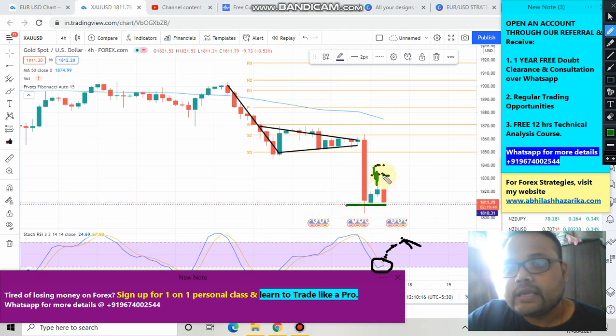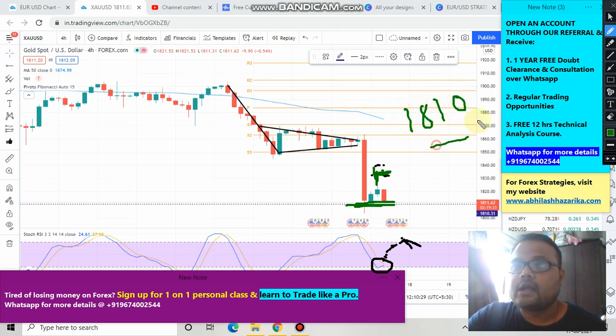In case you short the market at the pullback, keep in mind this will be your target level, around 1810. This will be your target level. So this is it.